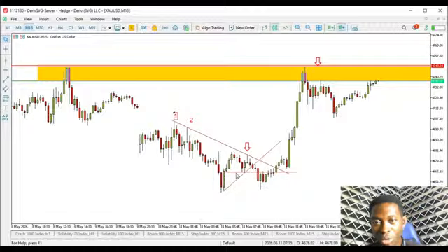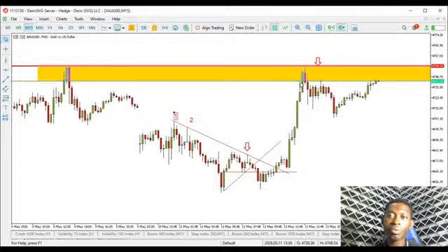Price broke it here. Imagine you have entered a buy. Imagine you enter a buy when this trend line broke, and then you will have caught this move. Very crazy move.